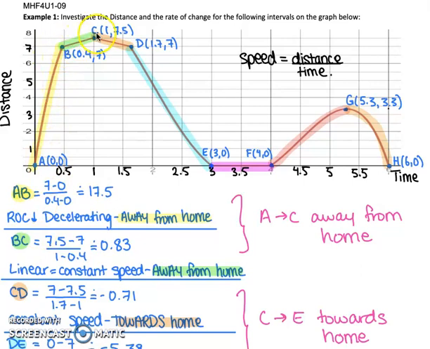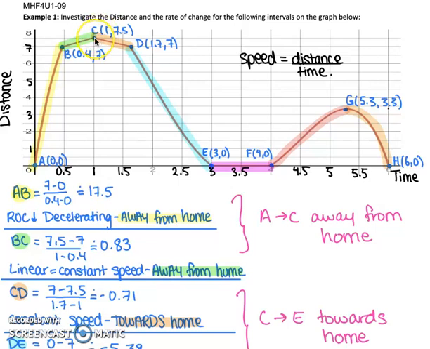Then we go from B to C. You take your points just like before. You have your y2 minus your y1 divided by your x2 minus x1. It gives us 0.83. This, however, is linear. Anytime you have a linear line, it's a constant speed. So we're not talking about accelerating or decelerating when you have a linear line. It has to be more of a curved shape. So in this case it is a constant speed and we're still going away from home.